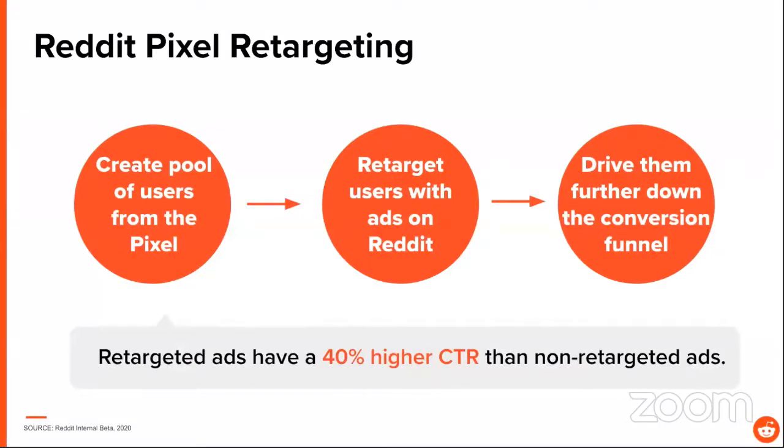Taking a quick dive into the steps of retargeting, we first create a pool of users from the Pixel, and then retarget them with ads on Reddit, potentially with tailored messaging, and finally drive them down the conversion funnel. We've seen retargeting ads can be 40% higher click-through rate than non-retargeting ads, so we usually recommend adding this as an ad group for any and all campaigns.